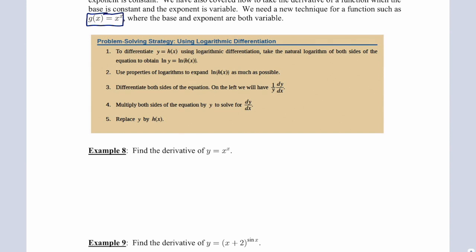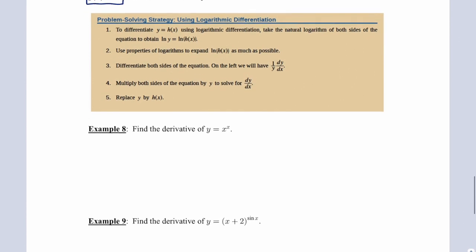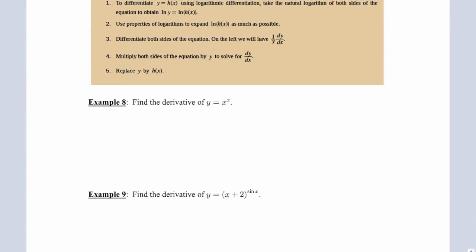We're going to take the natural log of both sides, and that's going to give us the natural log of y equals the natural log of some function. We'll use properties of logarithms to expand the natural log of h of x as much as possible. We'll differentiate both sides, and on the left we'll always have 1 over y times dy dx, and then we're going to solve for dy dx.